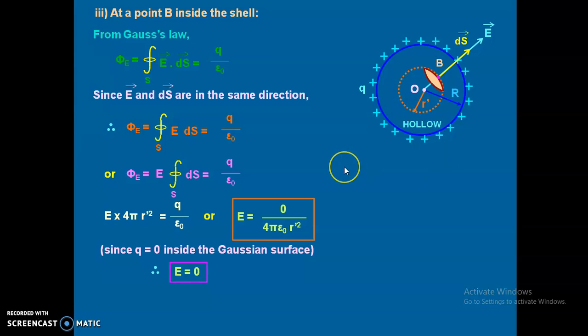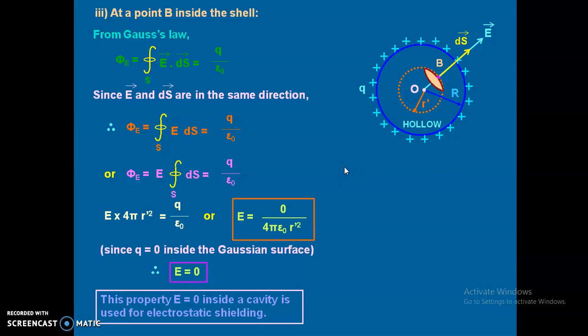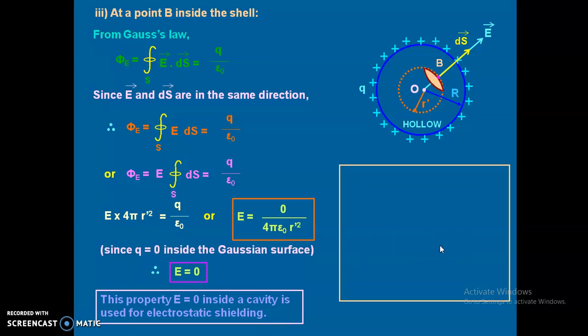So these were the situations which we discussed for the spherical shell, 3 situations. And finally this property, field equal to 0 inside a cavity, is used for electrostatic shielding, as I told just now that the inner part of a spherical shell is protected from electric field. Because this cavity has no electric field, it is shielded from electric field, that's why it is called electrostatic shielding, right?